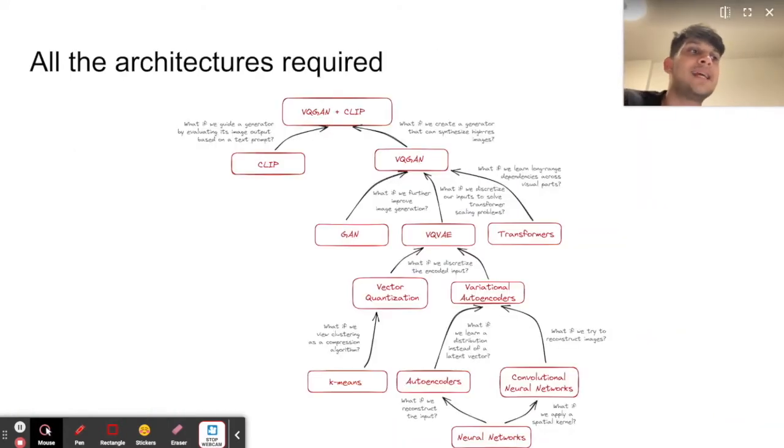All right, VQGAN takes a lot of inspiration from previous works in the field. Here's an attempt to trace how each development led to the other until it all collapsed into VQGAN plus CLIP as we know it today. You guys can pause the video and read it further if you like.